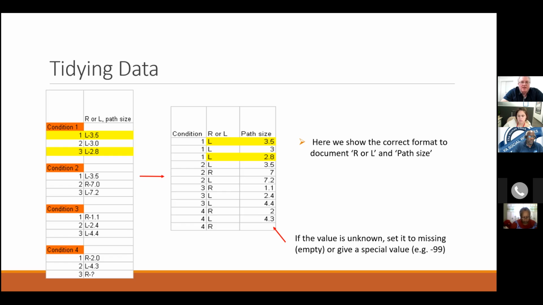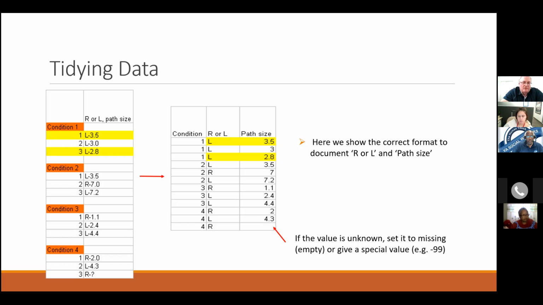So as you move over to the right, you'll see one column for condition where it's just repeated 1, 1, 1, 2, 2, 2, and so forth. And right or left is separated out with its own column. And path size, which is a numeric variable on a continuum, is its own column. So if I wanted to calculate the mean path size, I can easily do it on that third column on the right there. Whereas on the left picture, if I were to run a program to try to calculate the mean tumor size, mean path size, I can't do it because that column has text in it, the L's and the dashes and things like that. So you want to keep that all separate.